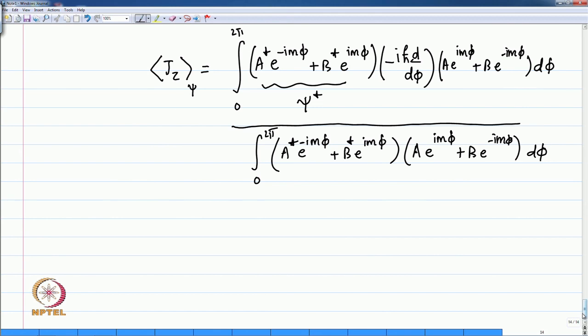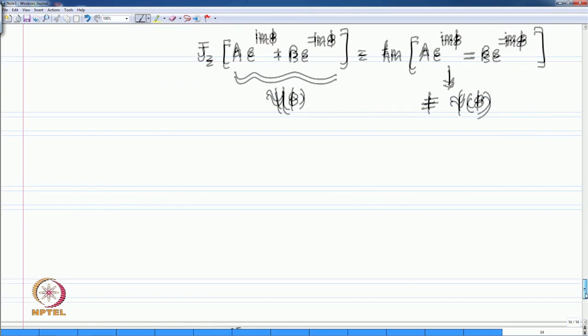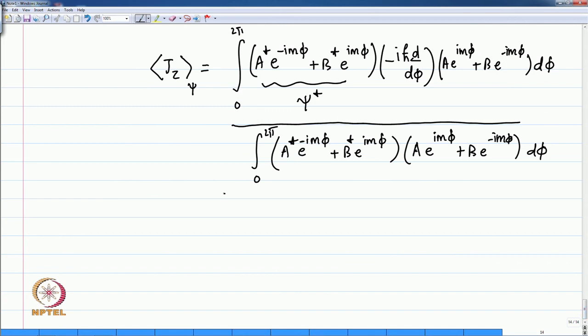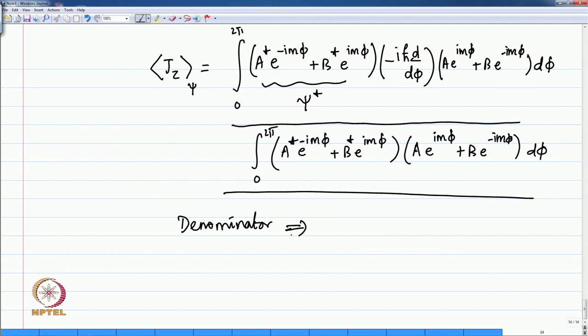This is a very elementary integral. Anybody can calculate that. I think with all the mathematics that you have done so far, you should be able to calculate this. It's easy to see that the denominator will give you absolute A squared plus absolute B squared. But the numerator will give you something else.